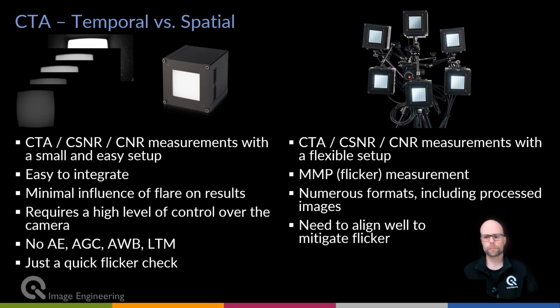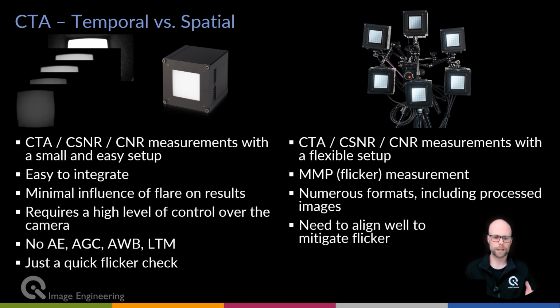So what are the differences, pros and cons? For the temporal recording, on the left, you can measure CTA, CSNR, CNR, so different measurements from the standard, with a small and easy setup. It's easy to integrate into your lab, or you could even do it on a bench or on a desk. The influence of flare from a lens is minimal, so you can perform this even with a cheap lens, it's no problem.